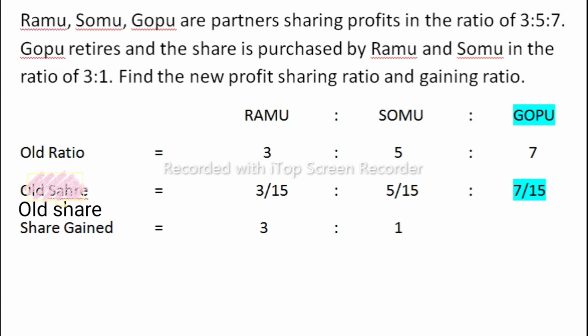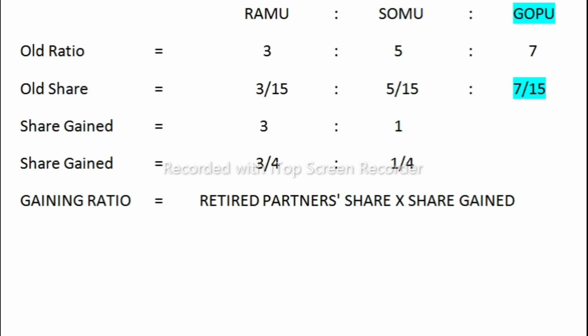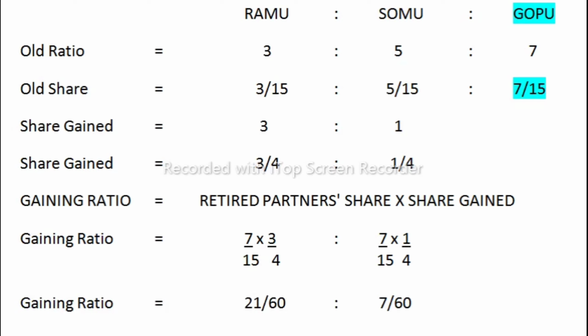Next, to find the gaining ratio, we multiply the retired partner's share with the proportion of the share that they have gained. So gaining ratio is equal to retired partner's share into share gained. For Ramu it's 7/15, Gopu's share, into 3/4, the share he has gained. And for Somu it's 7/15 into 1/4. We just multiply numerator with numerator, denominator with denominator. When we multiply, we get 21/60 and 7/60, which is the gaining ratio.